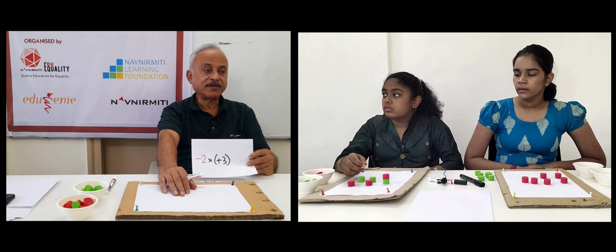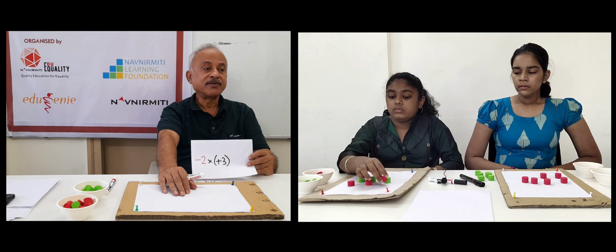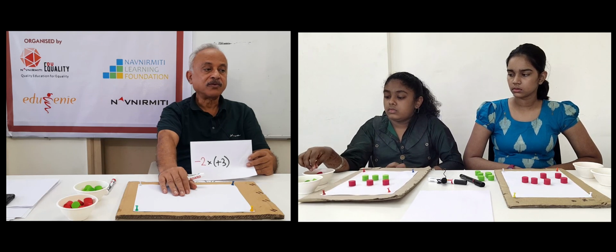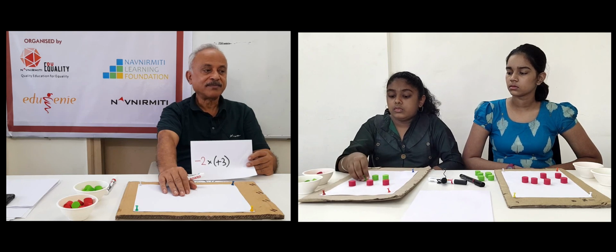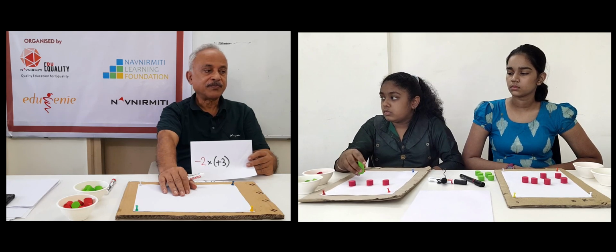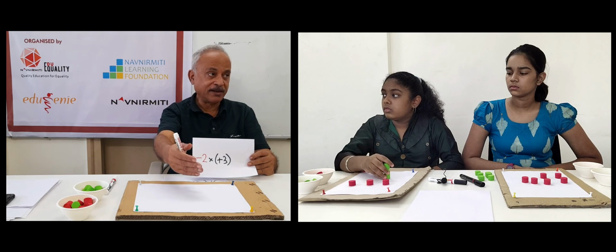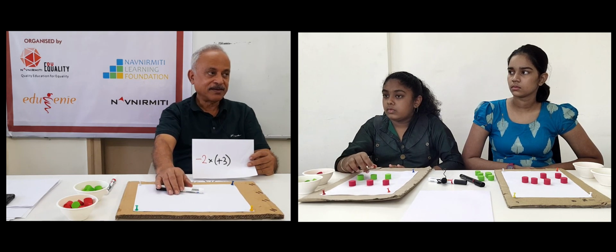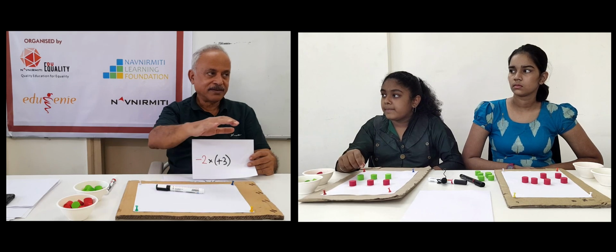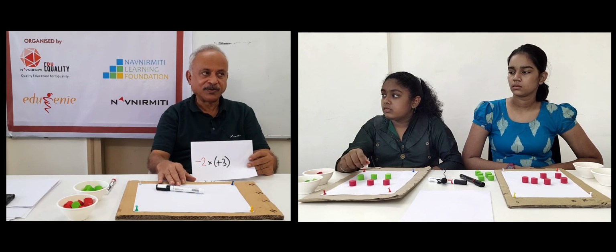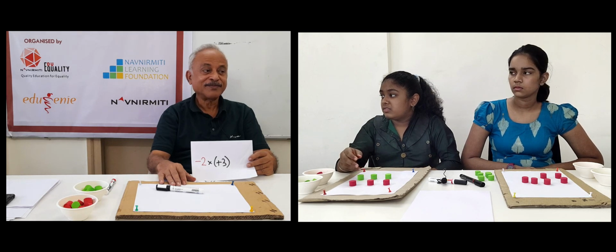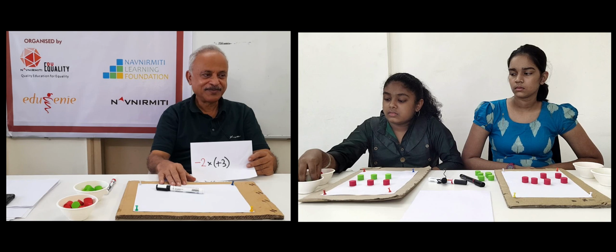Remove +3 once. But you have to remove it again. So you need to have, you can't do it with just 3 zeros. How many zeros will you need? 6. So start out with that.